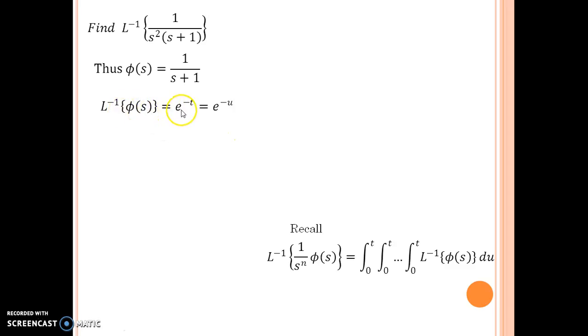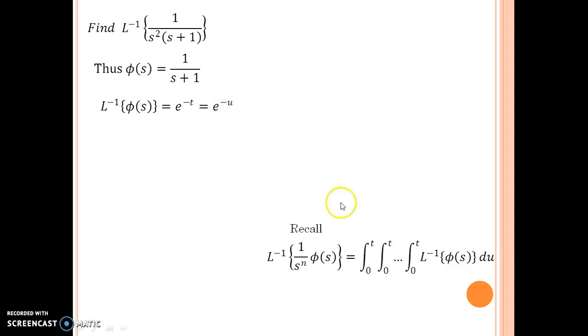That is nothing but e to the power minus t. Now remember that in the previous, while deriving the formula, we said that f of t is going to act like f of u. So I'm going to write f of t as this. This is our f of t. It is nothing but e to the power minus t, and I'm going to convert it to e to the power minus u. It doesn't matter. t and u both play as a dummy variable here.